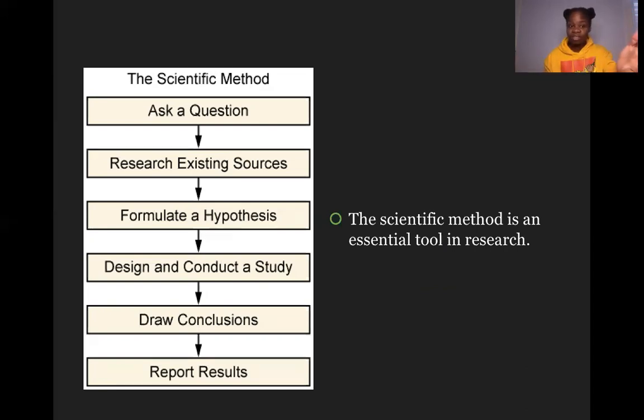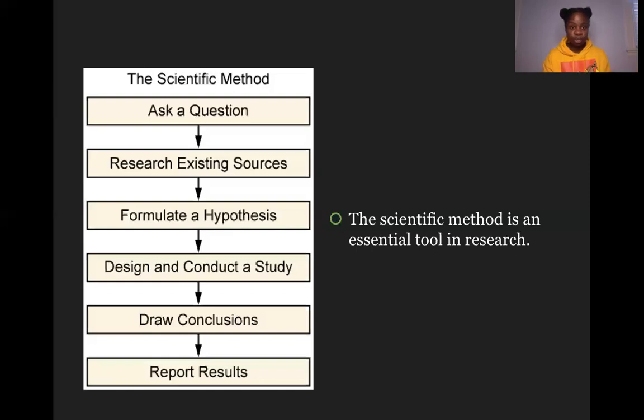So ask a question. Then the next step of the scientific method is to research existing sources, right? COVID comes from a specific strain that we already have information about. So there is some research out there, not on COVID-19, but other forms of SARS and things like that. So with your own type of question, right, find existing research. The next step is to formulate a hypothesis.